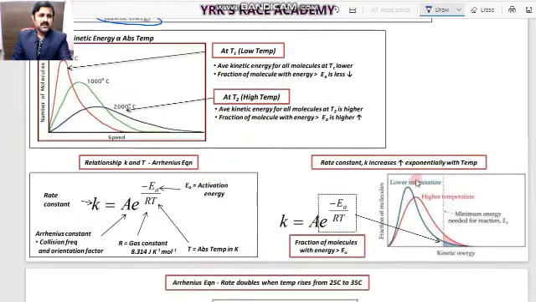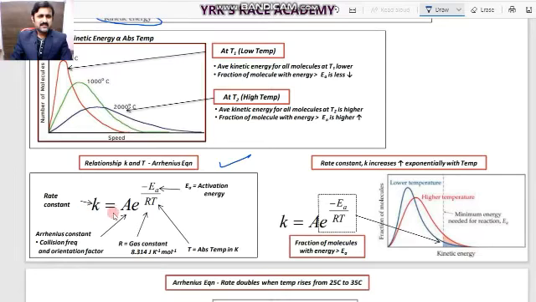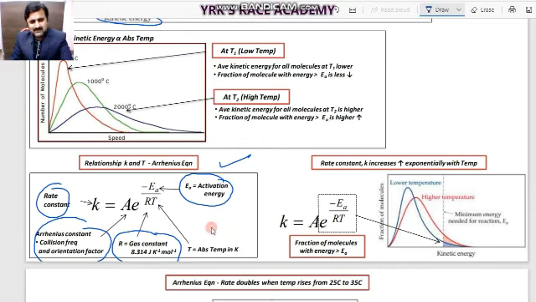Another thing, if you observe here, the relationship between K and T is the Arrhenius equation: K equals A e to the power of minus EA by RT, where K is the rate constant, EA is activation energy, and A is the Arrhenius constant, or collision frequency or orientation factor. R is the gas constant, 8.314 joule per Kelvin per mole. T is the absolute temperature in kelvins.